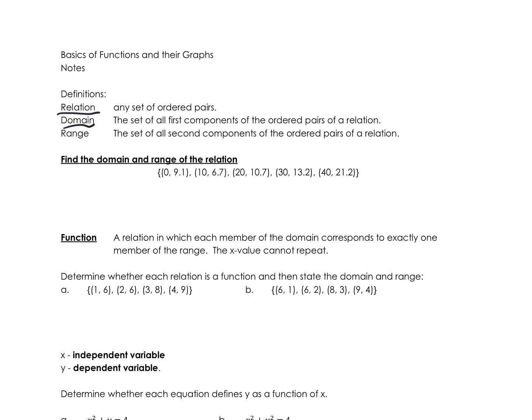So the domain is always the first components, okay? Or the x values or the input. Okay, so the domain is the x values or the first component of that pair, or sometimes we call that the input. The range is all the second components or the y values or the output. All things we refer to as the range.